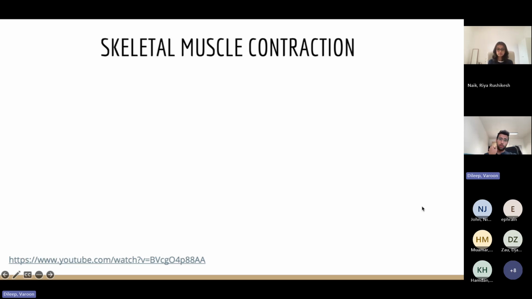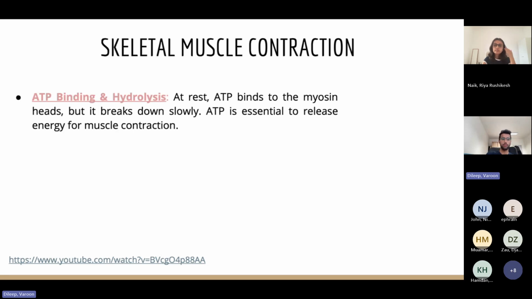And now we'll begin with the skeletal muscle contraction mechanism. So here in the PPT, I've added a YouTube video. You guys can watch it later on your own time for better understanding. It will help you visualize this information. And yeah, let's begin. So, skeletal muscle contraction.